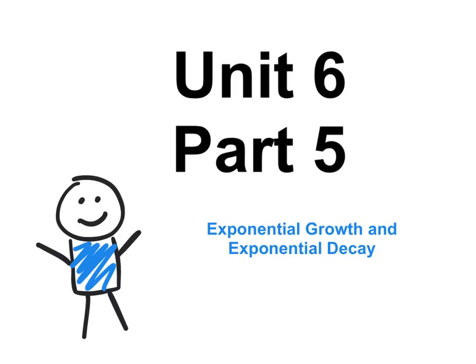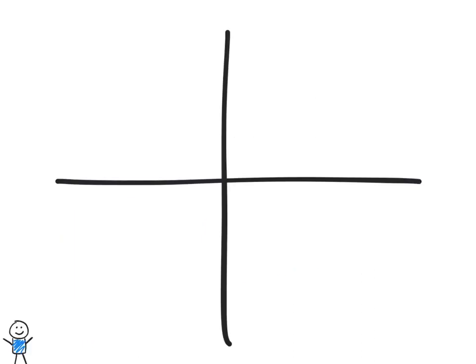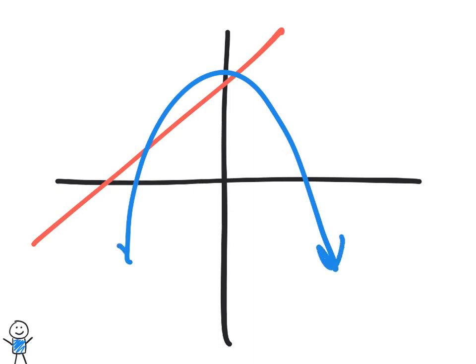My name is Mr. Bell and today we're going to talk about exponential growth and exponential decay. So far in algebra, we've talked about linear functions which have a constant rate of change and form straight lines. That's why they're called linear functions. We've also touched a little bit on something called a quadratic, which makes a parabola shape. Now this particular unit, we're going to talk about exponential functions.